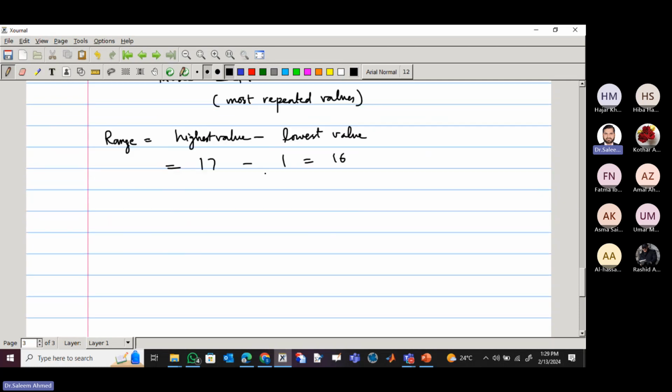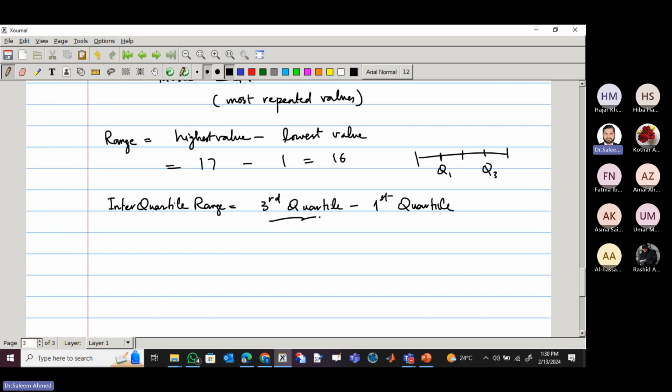And then interquartile range. For the interquartile range, I need two quartiles. Quartile is a 1/4 fractile, right? So the third quartile minus the first quartile. The second quartile is the median, so that does not come in. We divide the data into 4 equal parts. So this is Q1, the first quartile, and this is Q3, the third quartile. So Q3 minus Q1 is my interquartile range.